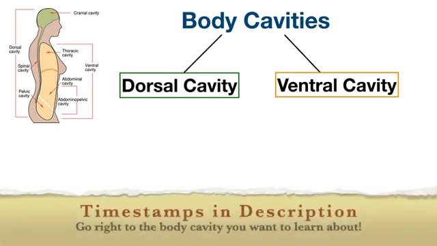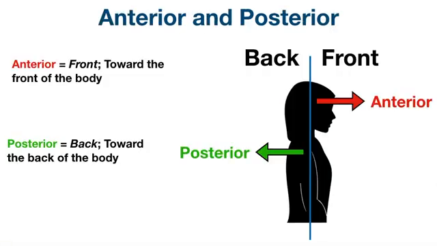We've talked about the terms dorsal and ventral in past videos. You might recognize this image from our previous video on anatomical directional terms. It'll be linked down below in the description. In that video, we learned that anterior means front or toward the front of the body, and that posterior means back or toward the back of the body. We also learned that another name for anterior is ventral, and another name for posterior is dorsal.